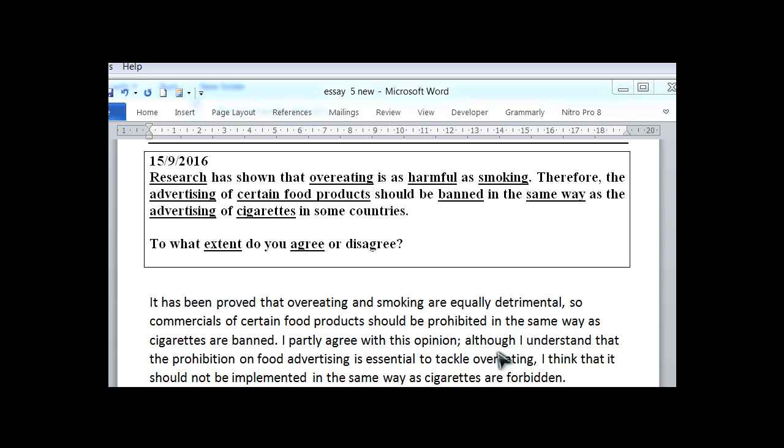The rest of it is not so clear, although I understand that the prohibition on food advertising is essential to tackle overeating. I think that it should not be implemented in the same way as cigarettes are forbidden. So I'm not exactly sure what the reason for the partly agree is here. I guess it's something to do with the implementation. We'll see about that. This part's important here. The writer makes it clear that there should be a prohibition on food advertising and that this is essential to tackle overeating.